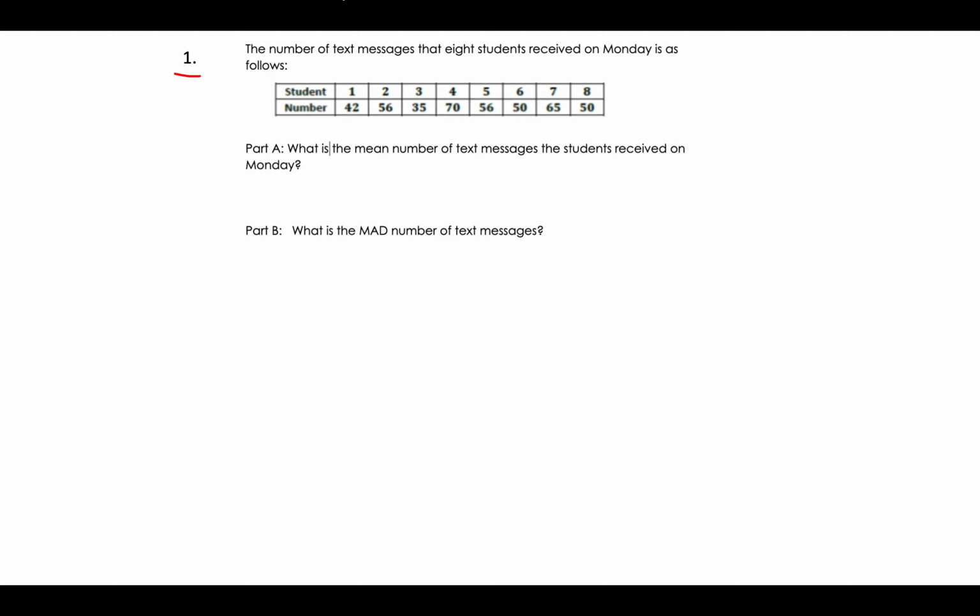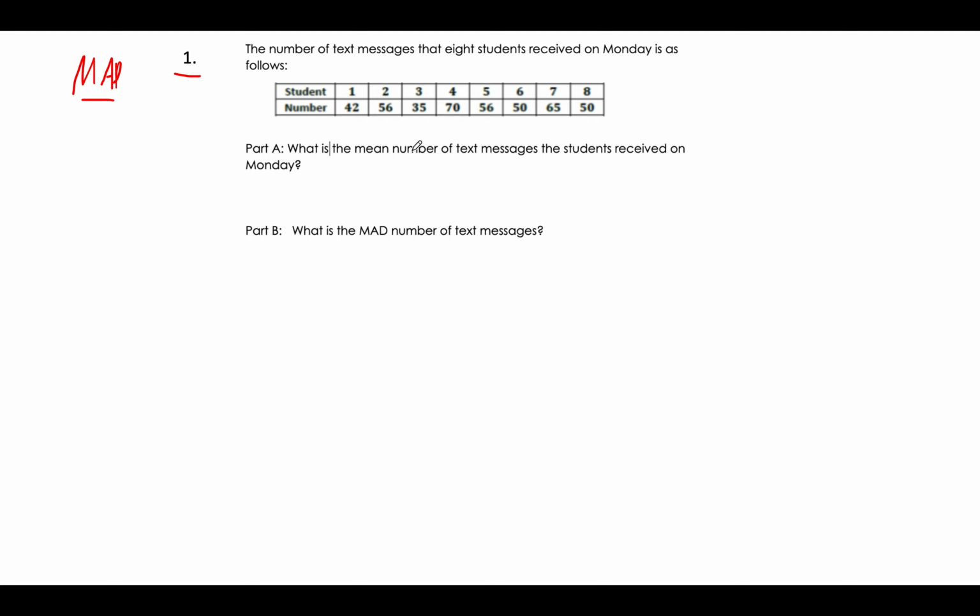We are going to be going over some problems today. We're looking at the number of text messages that 8 students received on Monday. Sorry, we're doing MAD again, should have mentioned that. We're doing MAD one more time today. The number of text messages that 8 students received on a Monday is as follows. Student 1 received 42, student 2 received 56, student 3 received 35, and so on and so forth.